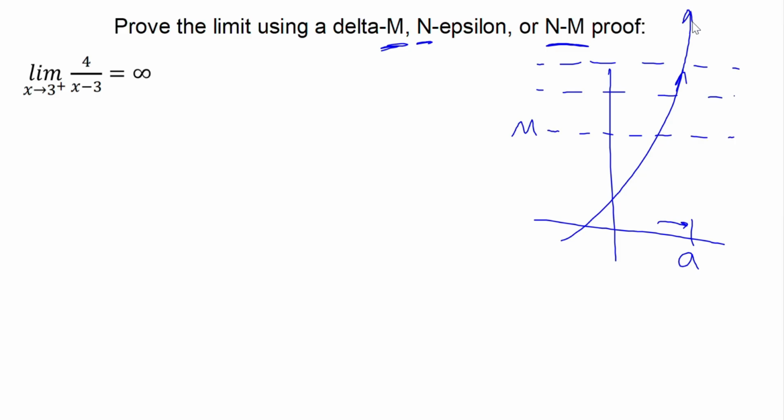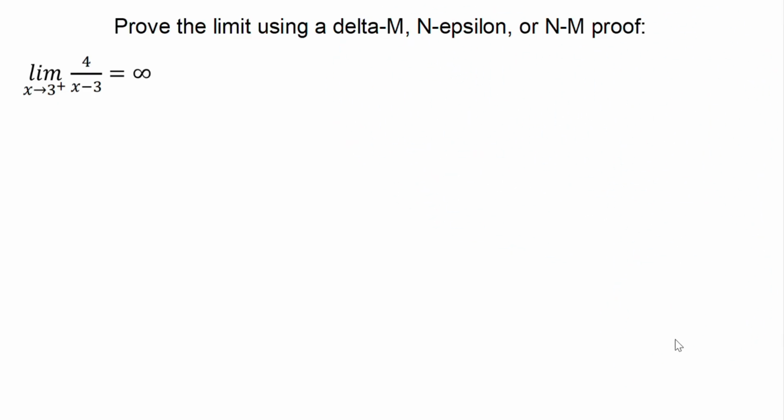So that's the whole idea: there's some interval surrounding a, a plus delta or a minus delta, such that no matter how large of an M I choose, my function is always going to go above that value. So that's the idea of what we're doing here. Let's see if we can put that into practice with the first problem.